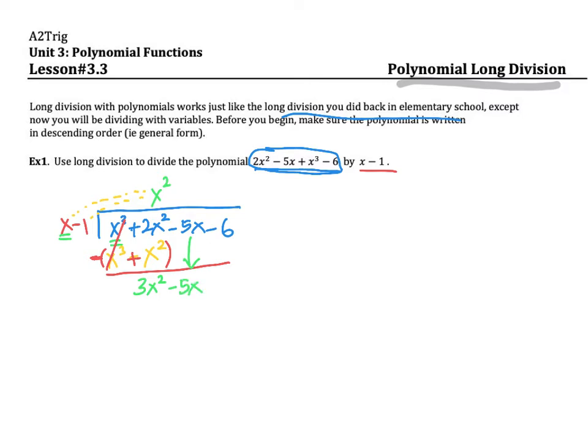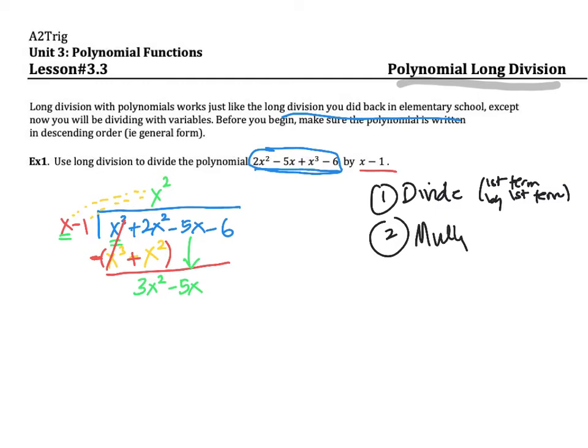So we should be keeping track of what we did here. Number 1, what did we do? We did division. We divided first term by first term. Number 2, we multiplied through. That was my yellow part. And then what do we do next? We subtracted, so we changed the signs.